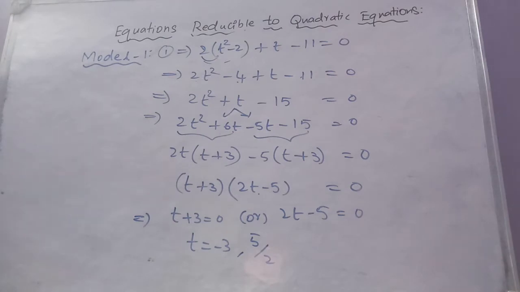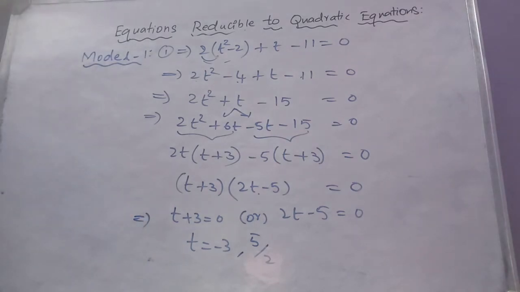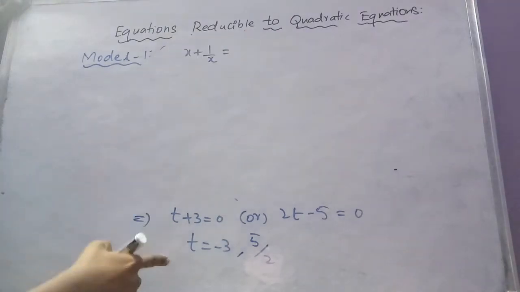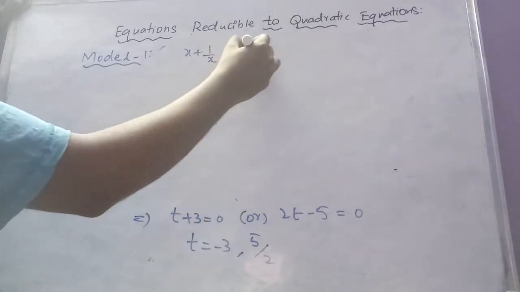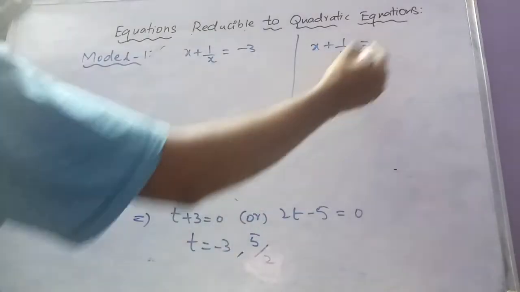But actually t is not our required variable. We have to find x. But what is t here? T is actually x plus 1 by x only. So t is x plus 1 by x. So I'm erasing all this. T means x plus 1 by x. So x plus 1 by x can be equal to minus 3, or x plus 1 by x can be equal to 5 by 2.